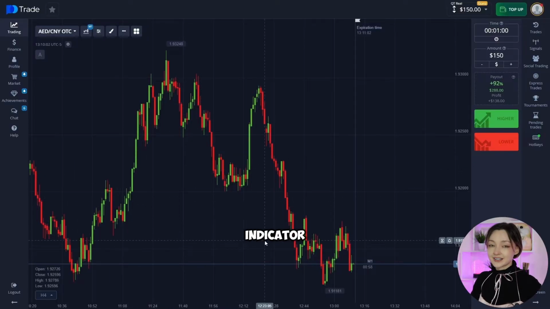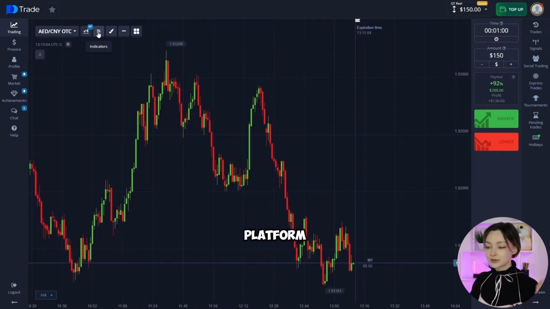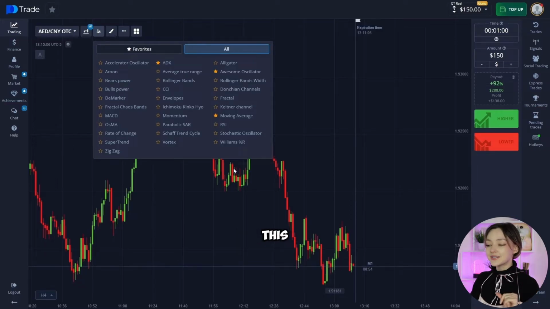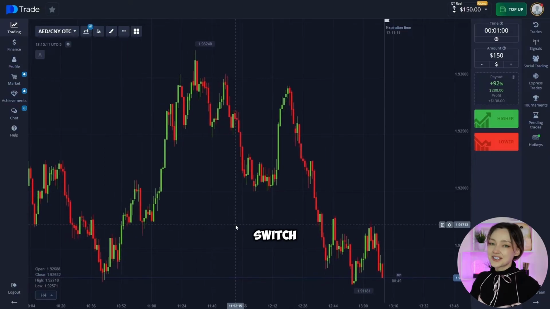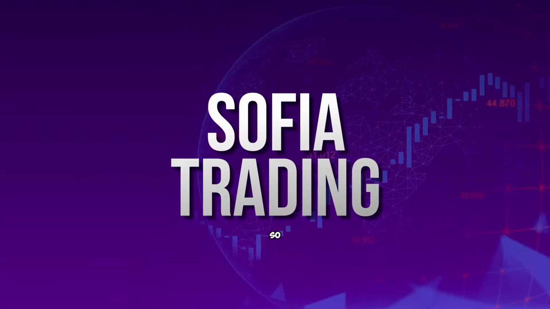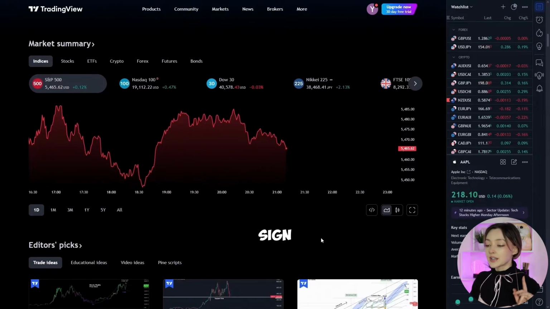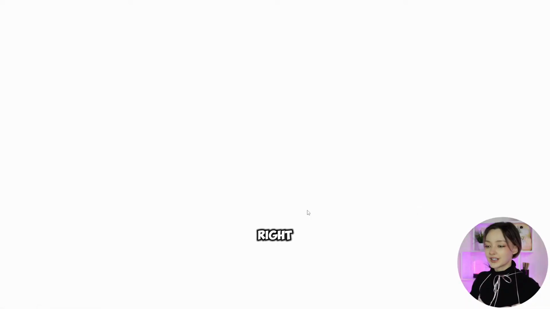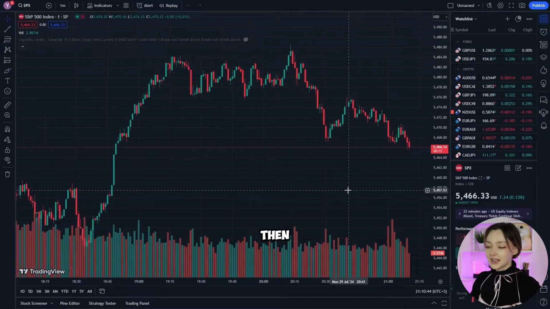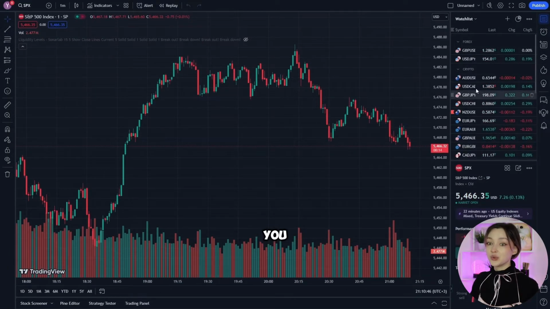The RSI indicator can be added to the Pocket Option platform through the Indicators tab, but in this video, we will be using the indicator on the TradingView platform. Let's switch there real quick. So we've switched to the TradingView platform. Here you're going to want to sign up, and in order to open the full chart, you have to click right here. Then you can add all the currency pairs you need.